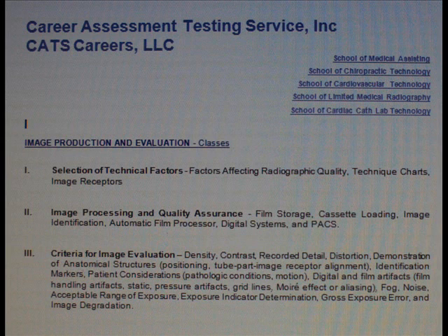Digital and film artifacts. Artifacts is junk. That's unnecessary stuff that winds up on the film. Film handling artifacts, static, pressure artifacts, grid lines, Moire effect, and aliasing. We're going to cover fog, noise, acceptable range of exposure, exposure indicator determination, gross exposure error, and image degradation.